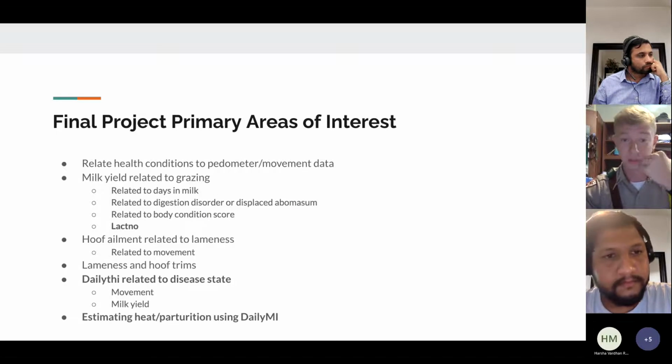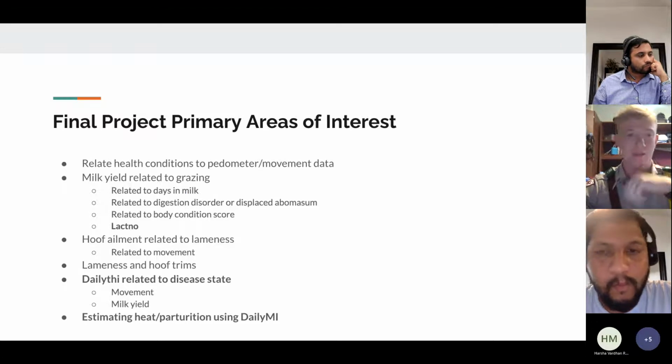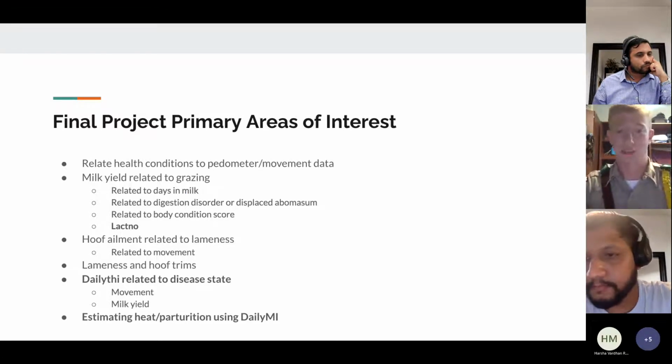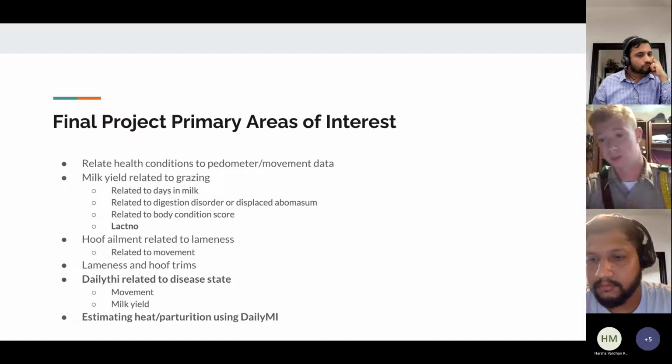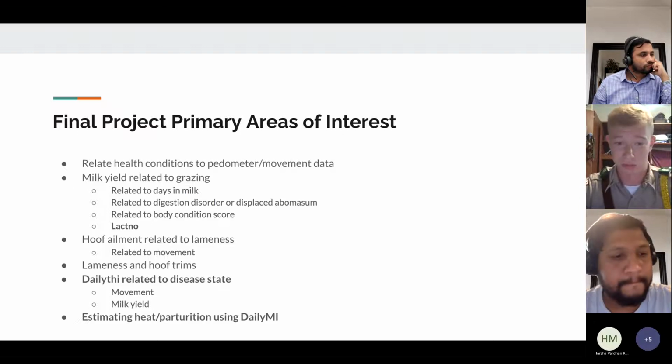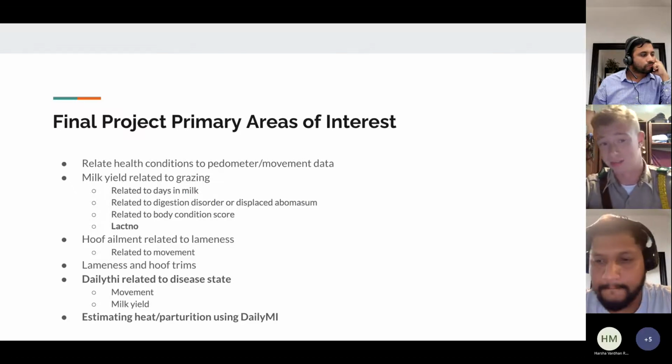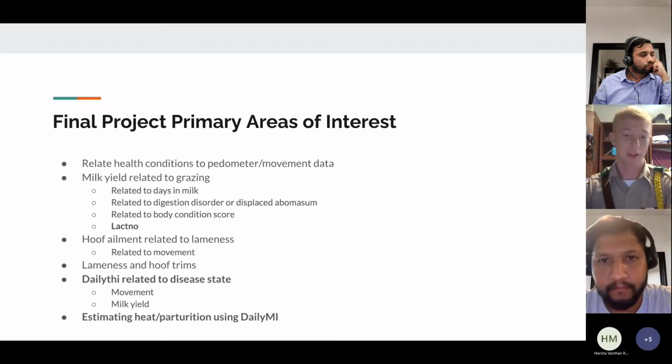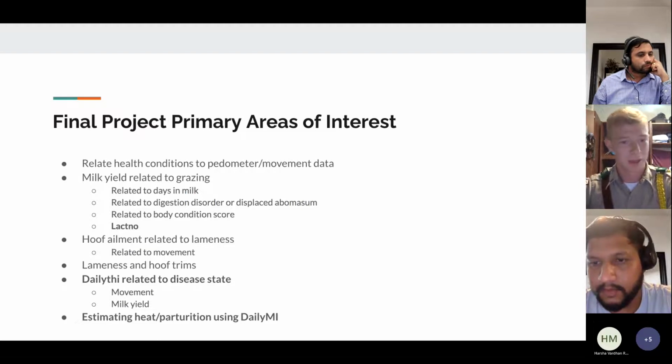For our areas of research for this project that we came up with, we didn't quite accomplish them all, but we wanted to relate health conditions to our pedometer and movement data. That's actually a really huge area of dairy research. Milk yield related to grazing. You can also relate that back to days in milk, digestion disorder, displaced abomasum, body condition score, and days in lactation. That's what that LACNO is. You can also relate hoof ailments to lameness. That's another big issue there.